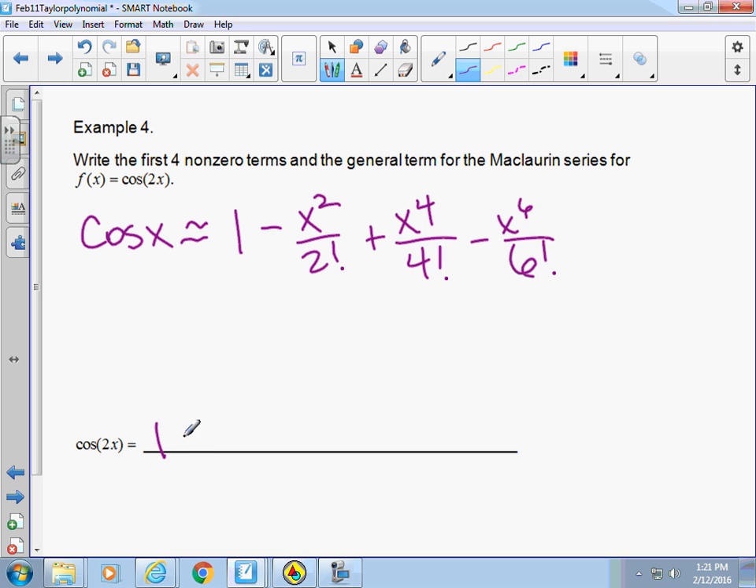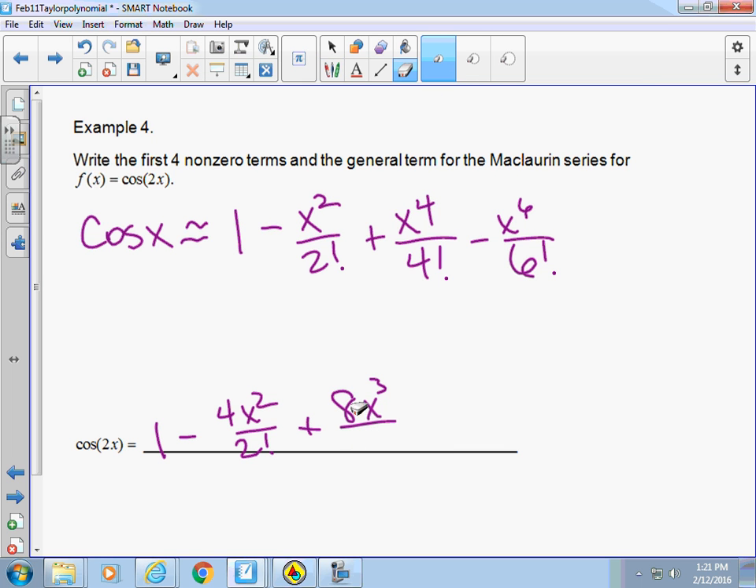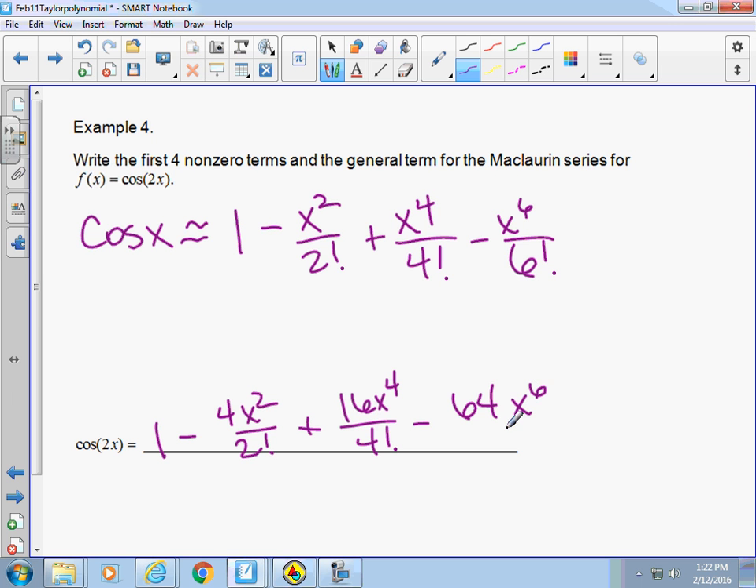So cosine of 2x would be 1 minus 4x squared over 2 factorial. Do we agree? Plus, nope, I'm lying, 16x to the 4th over 4 factorial. Minus 2 to the 6th power, is that 64? Yeah. 64x to the 6th over 6 factorial. 1, 2, 3, 4. I've got 4 non-zero terms. Done.